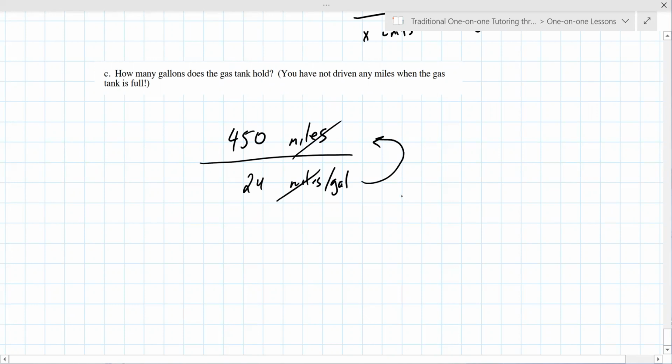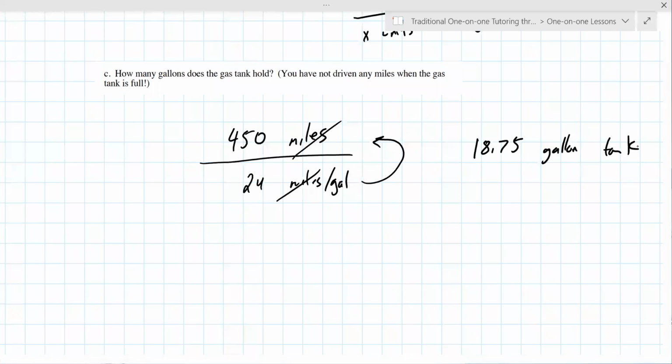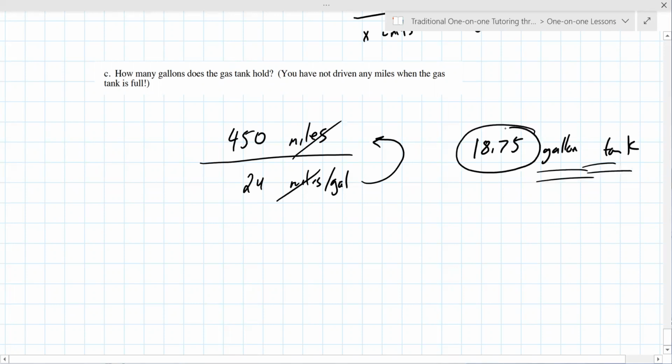What about 24? I get 18.75 for this. Yeah, 18.75 gallon tank. Have you looked in the owner's manual of your car? Your car's not full electric, is it? No. Okay, so in every owner's manual, or just go to the internet, you get the full capacity of your tank, and you've almost never filled up this amount.